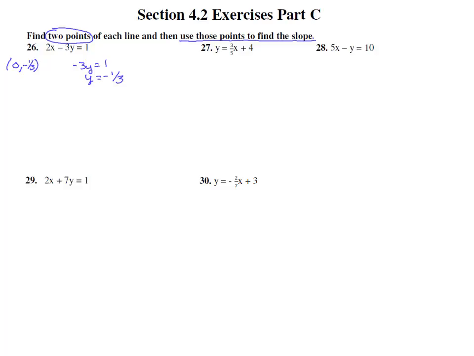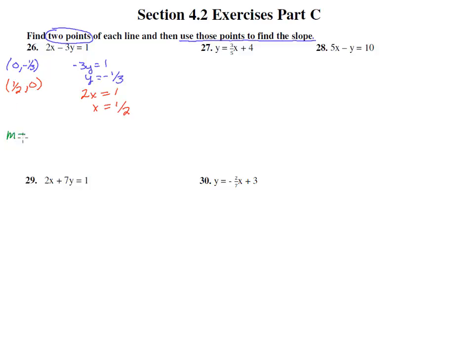Let's see if we can find another point. How about that other intercept? Stick a 0 in for y and we'll get the x-intercept. So that's 2x minus 0 equals 1. So x equals 1/2. Oh, we've got fractions, but we can still do it. Let's now find the slope.